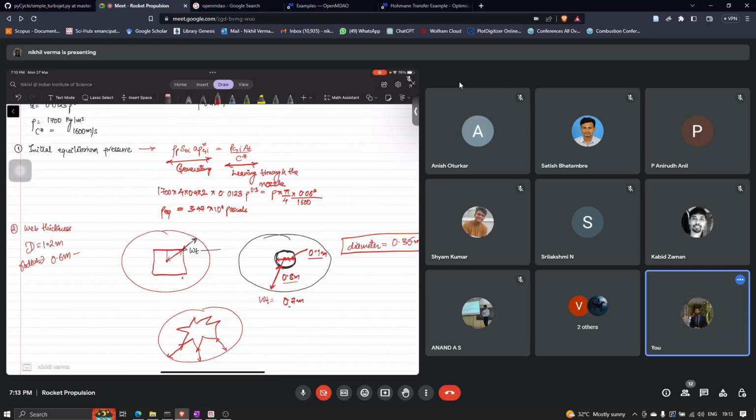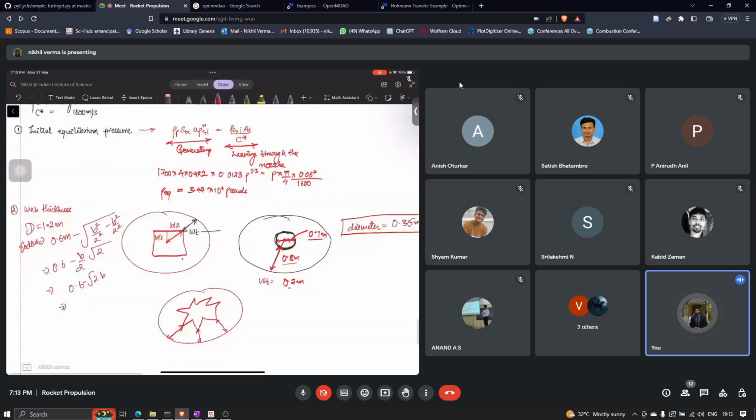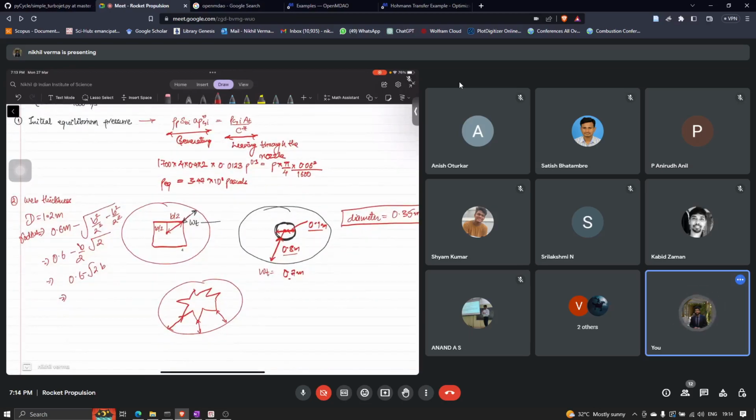So this is b by 2 and this is also b by 2. So this will be equal to under root b square by 2 square plus b square. So this is 0.6 minus 1 by 2, so you have 0.6 minus root b. If you calculate this, can somebody calculate? Probably you will get the value as 0.317 meters.